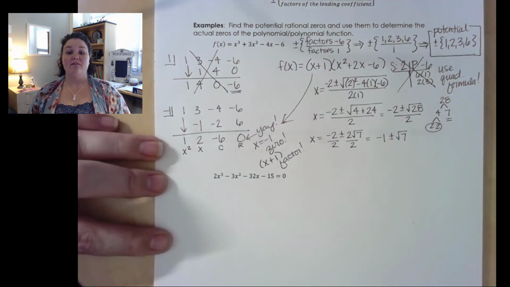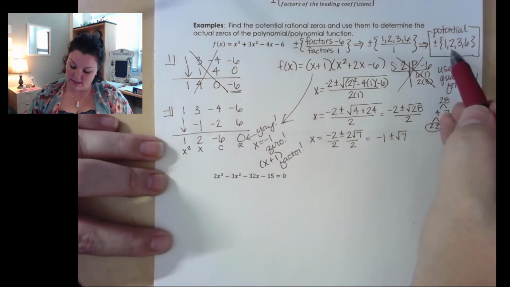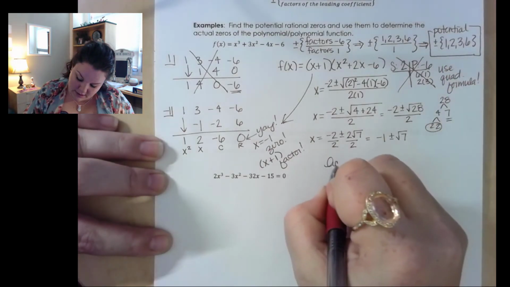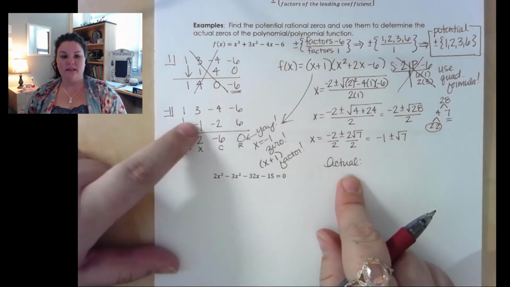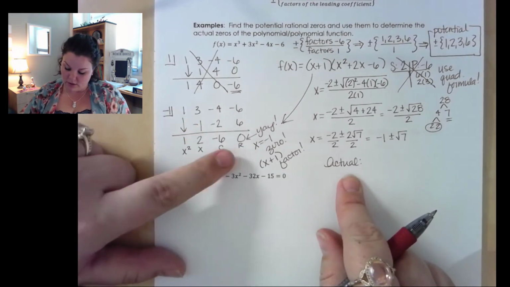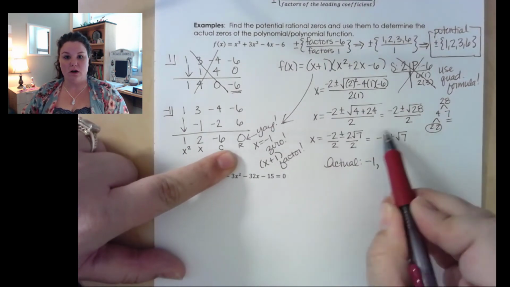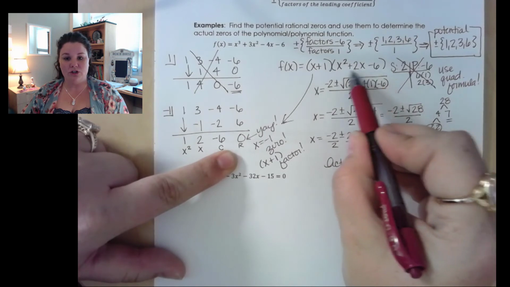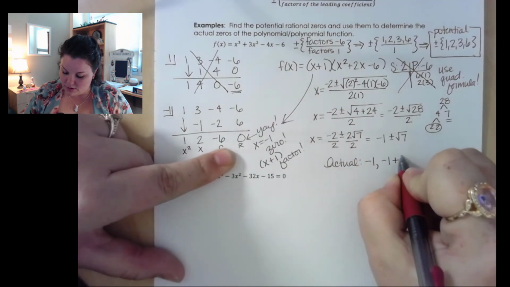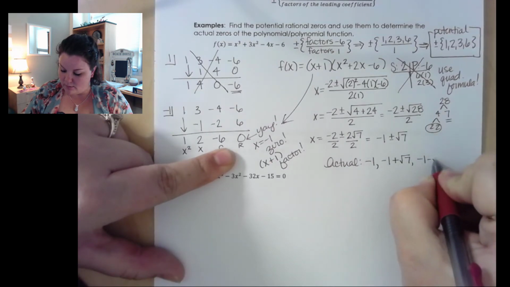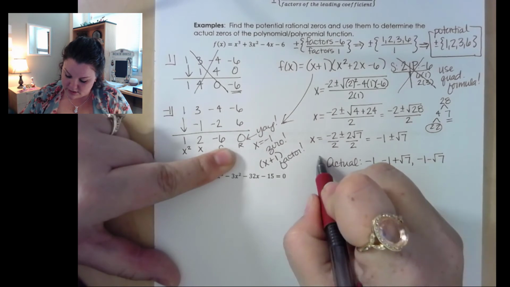Okay, so now I have all of my actual zeros, right? We started with these potential zeros, but the actual zeros that we ended up with was the -1, right, that we got from doing this synthetic where we got the 0 remainder, -1, and then these two that we got from using the quadratic formula with that quotient, right? So we have -1 plus the square root of 7 and -1 minus the square root of 7. So these are our actual zeros.